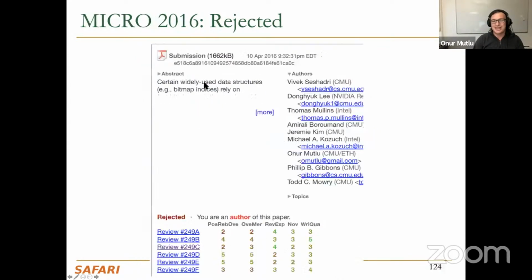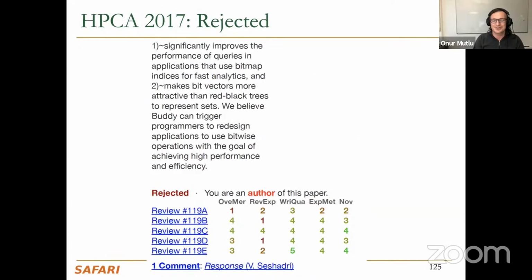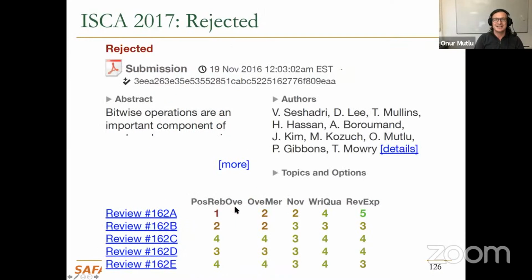You can see that there are rejects. Micro 2016, it was also rejected. I don't remember what it was called at that time. It doesn't have this information over here. HPCA 2017, it was also rejected. In fact, some reviewers gave a strong reject, as you can see. We'll see some reasoning. ISCA 17, it was also rejected. You can see the reviewers became somewhat divided, but it was rejected in the end.